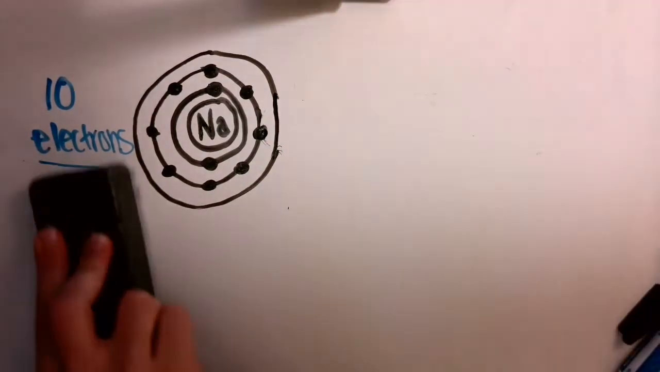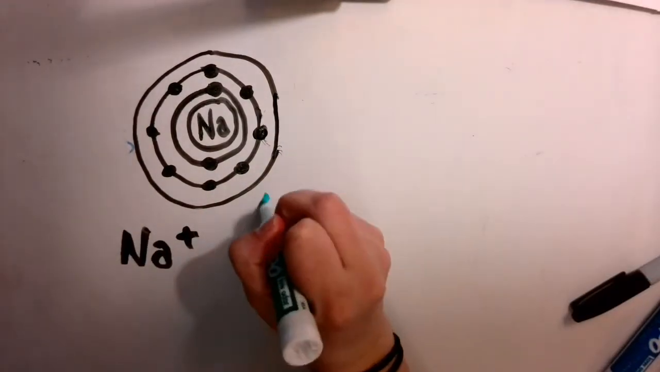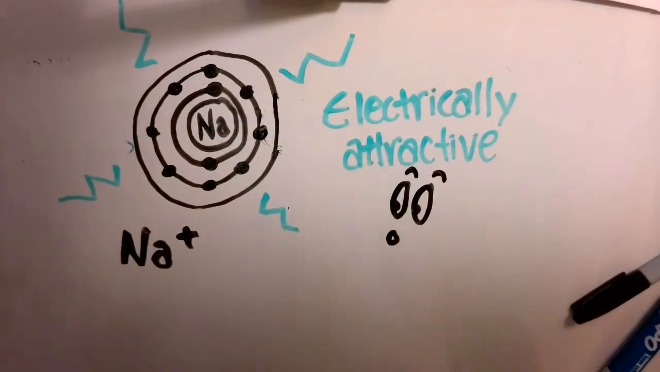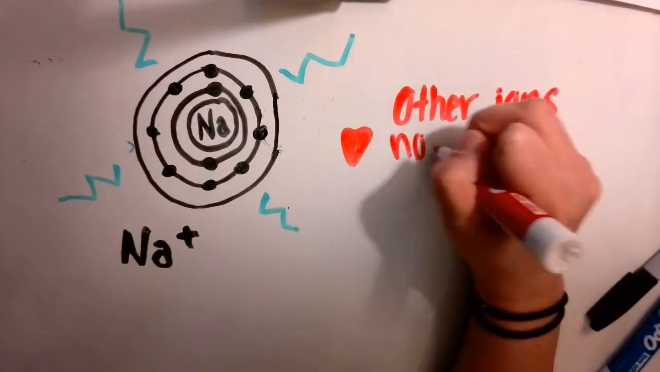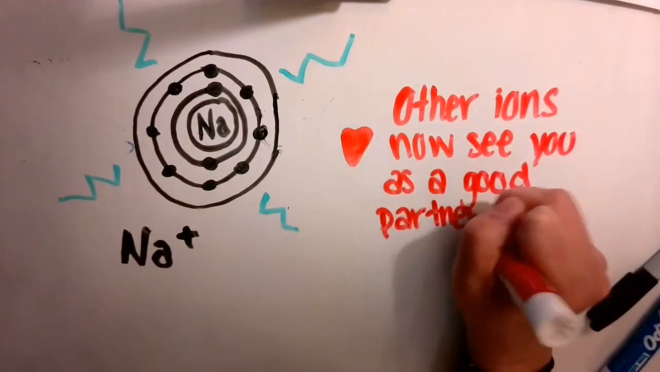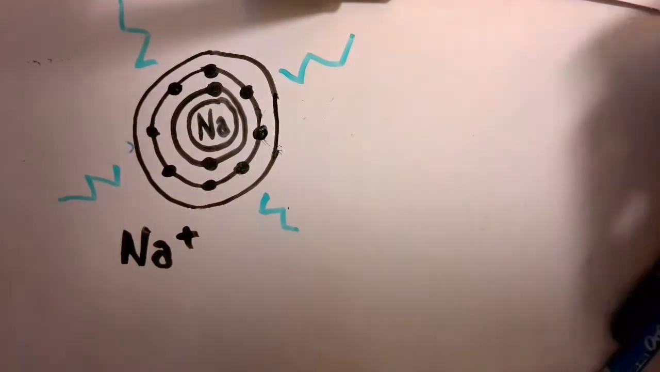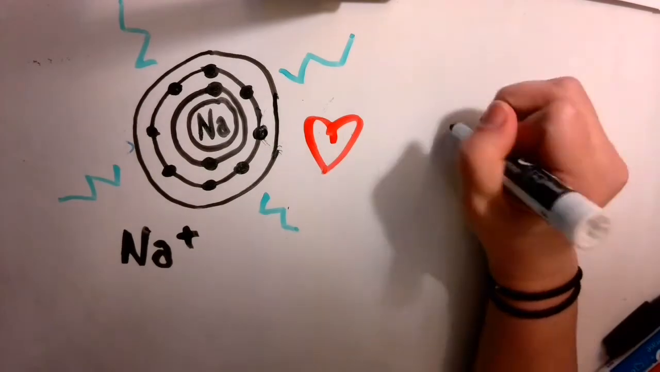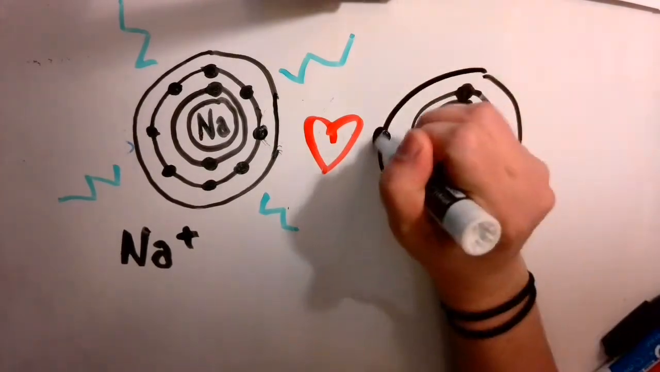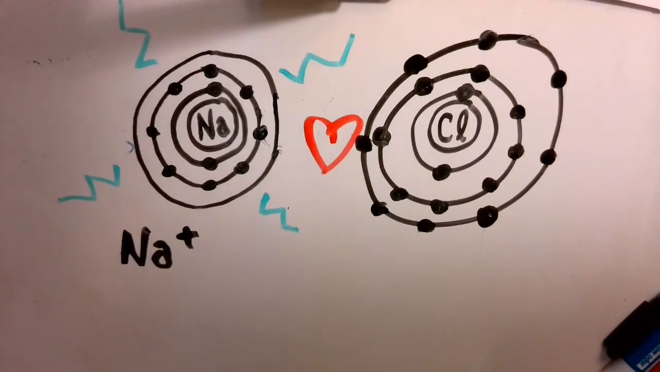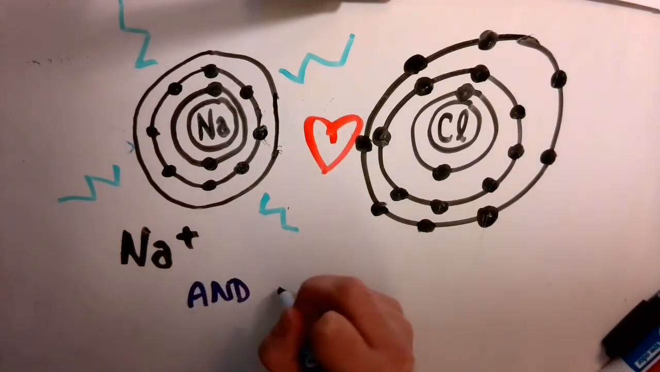So what makes you interesting to other atoms? Now that you have given up the electron, you are quite electrically attractive. Other electrically charged atoms, ions, and opposite charge, negative, are now looking at you and seeing a good partner to bond with. That's where chlorine comes in. It's not only chlorine. Almost any ion with a negative charge will be interested in bonding with you.